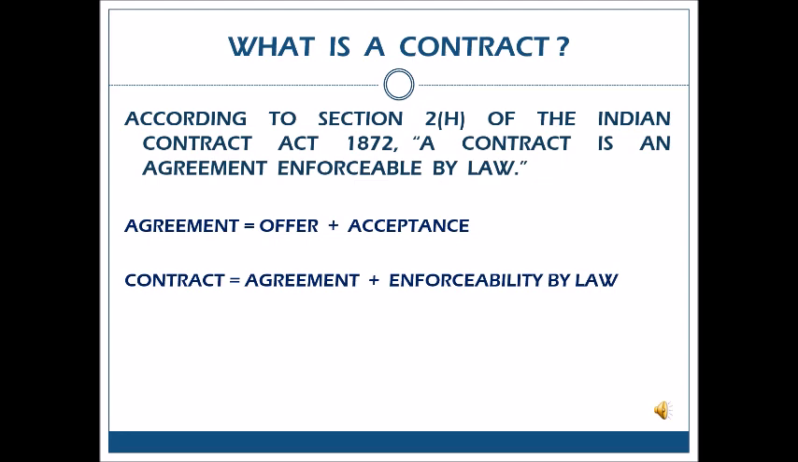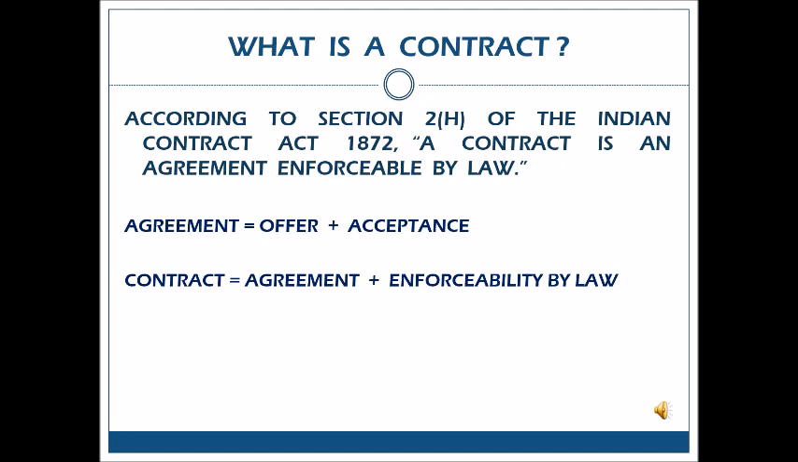What is a contract? According to Section 2, Subclause H of the Indian Contract Act 1872, a contract is an agreement which is enforceable by law. An agreement is an offer plus acceptance. When one party makes an offer to another party, and the second party accepts the offer made by the first party, then it is called an agreement.